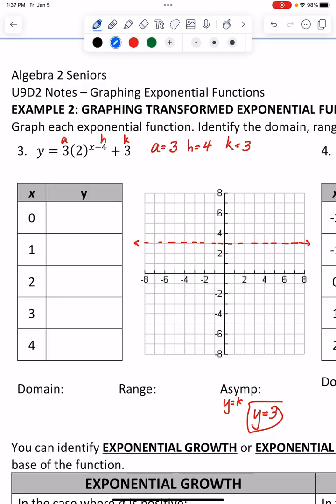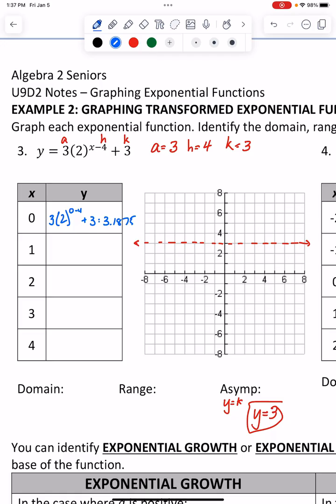And then to graph, we're going to do the same thing we did up top. So this time we've got some different x values to plug in. So we're going to plug in 0. So 3 times 2 to the 0 minus 4 plus 3. Okay? And if we, again, use your calculator, that's going to give us 3.1875.